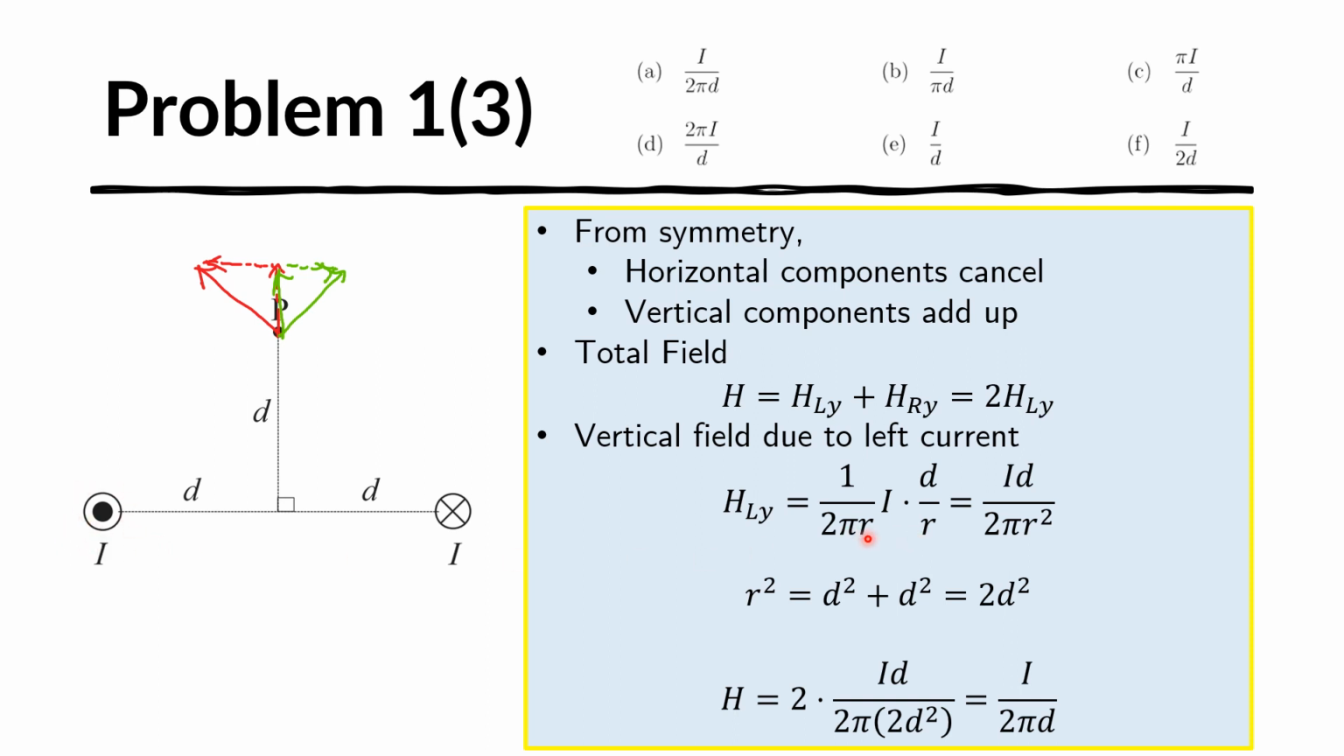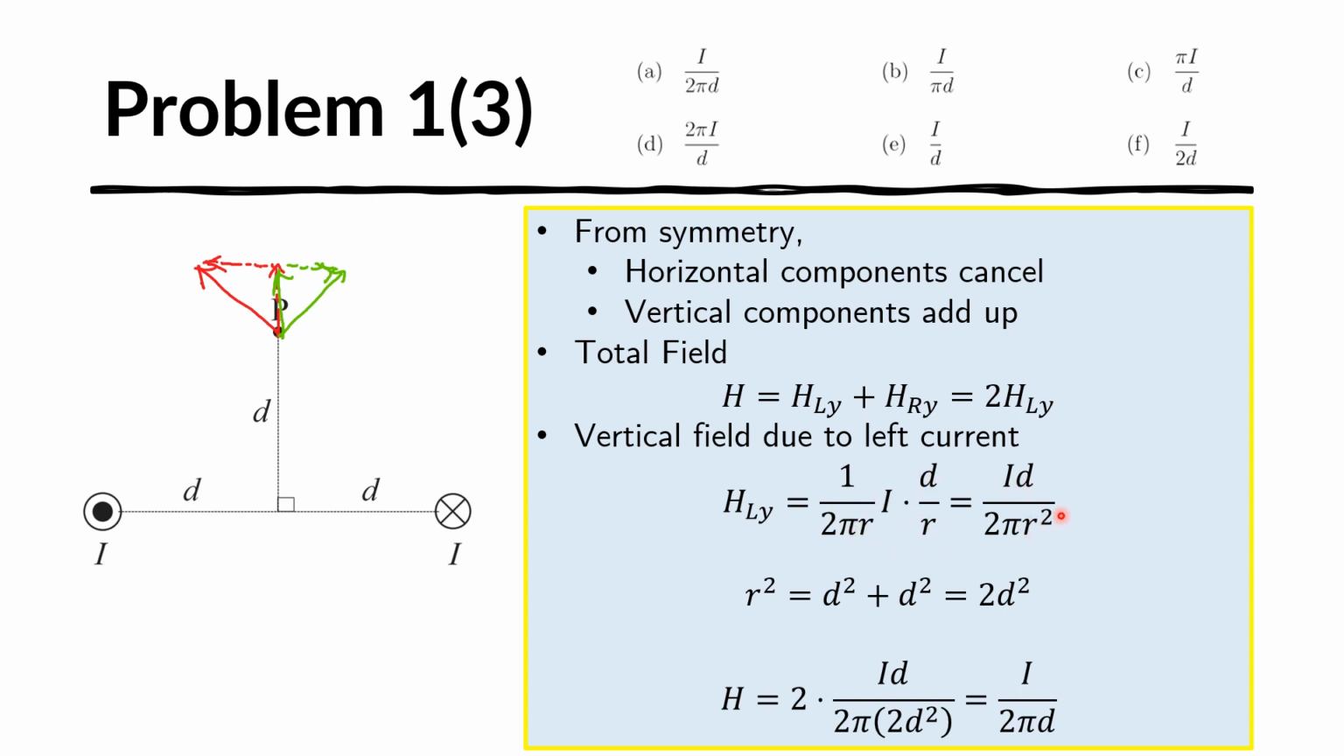And that is just this quantity, which we obtained from the previous slide, but because we are only looking at the vertical component, we need to multiply it by the sine of the angle, and that sine of the angle is simply the vertical distance over the hypotenuse, and the vertical distance is d, and the hypotenuse is r. So we do the multiplication, we obtain this.